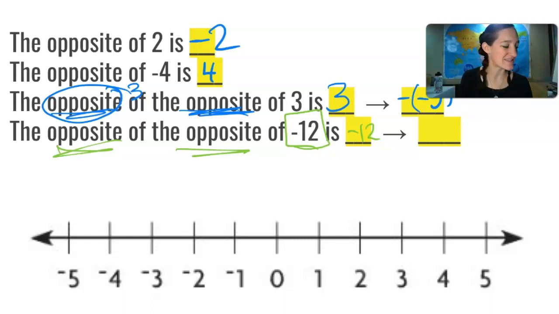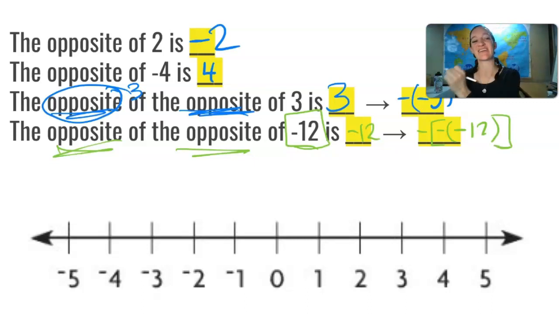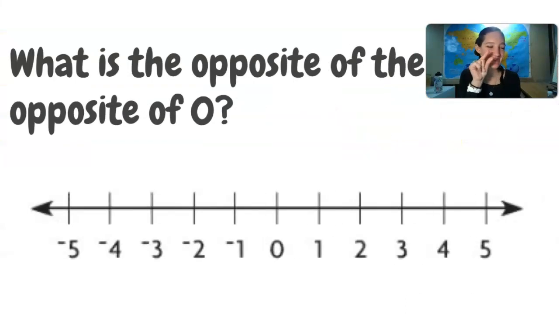So we could write that as, here's negative 12. The opposite of the opposite, I don't know if this is how you do it, maybe you'd use brackets. The opposite of the opposite of negative 12 brings you right back to negative 12. Kind of a cool concept. Don't need to spend a whole lot of time on it because it's just a small little part.